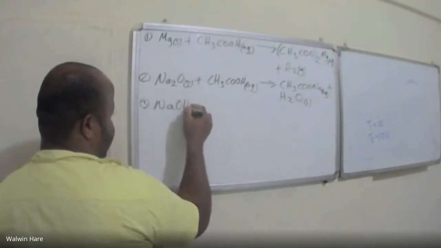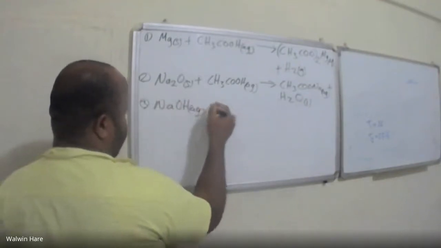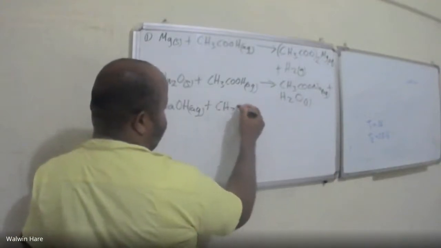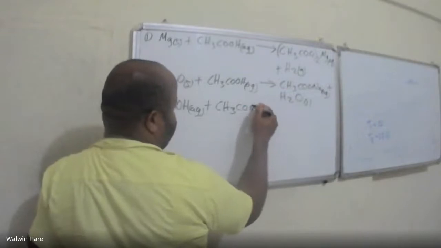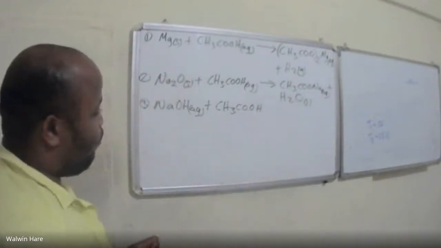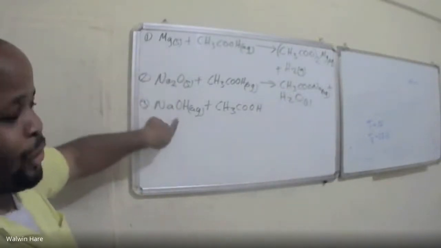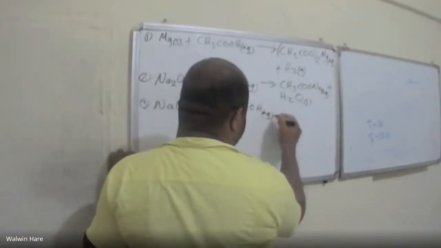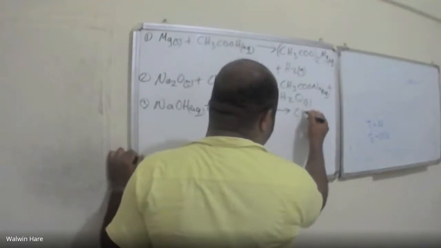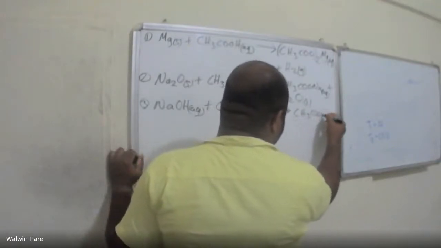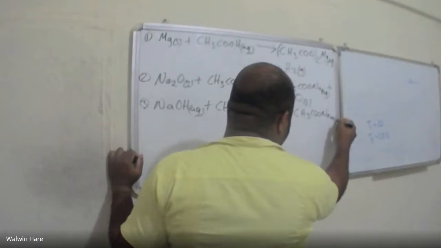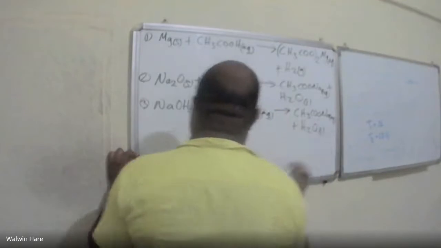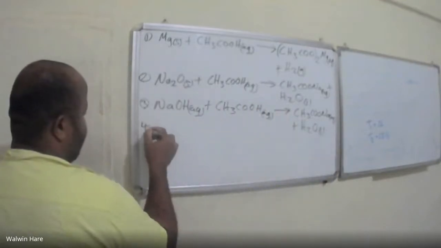Then you have the metal hydroxides. Again, when acids and base react, what is formed? Salt and water. So whether it's the oxide or the hydroxide, we will get salt and water. Right? Then we move to the carbonate.